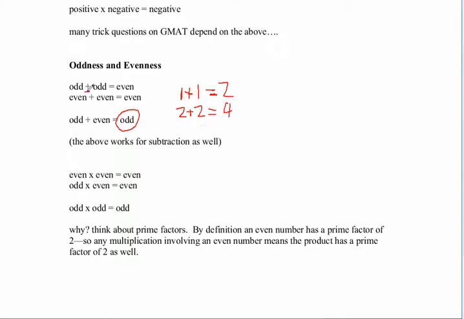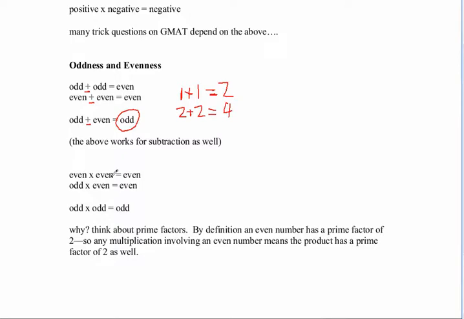And this works for subtraction as well. So if you see odd plus or minus odd equals even, even plus or minus even equals even, odd plus or minus even is going to give you an odd number. So that's on the addition side.